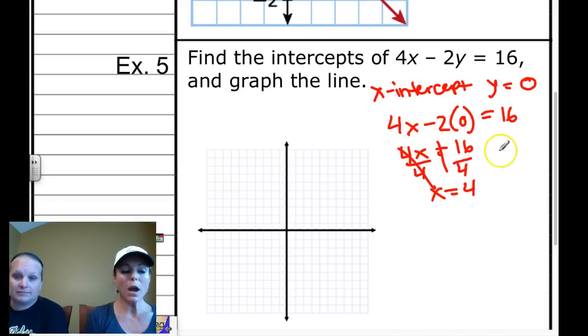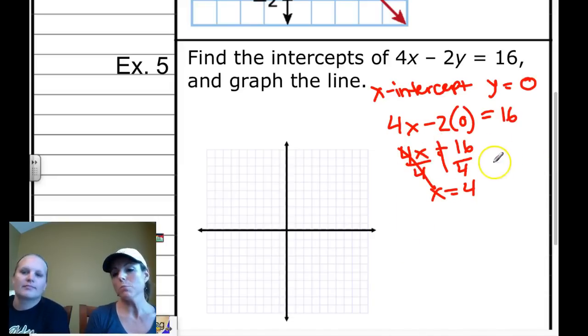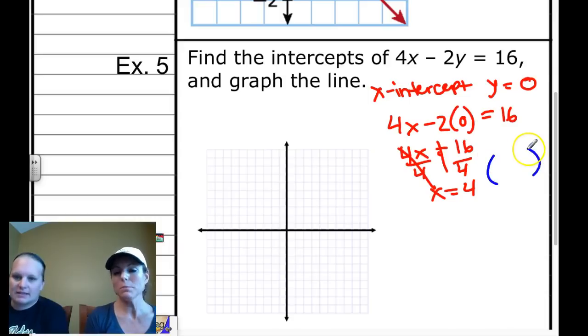So what we probably should do is write that as a point. That's going to be the point 4, 0. Yes, the y was 0, and then we found x, which was 4. That is our x-intercept.